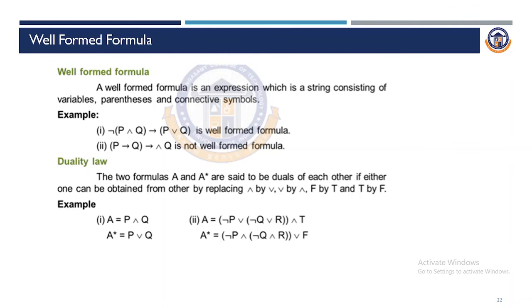Next one, duality law. The two formulas A and A star are said to be duals of each other if either one can be obtained from the other by replacing and by or, or by and, false by true and true by false. Example, the statement A equal to P and Q. What is the dual of this one? Dual of A is denoted as A star. Dual of P and Q is P or Q. Take the next example. A is equal to negation P or negation Q or R and true. What is the dual? Negation P and negation Q and R or false.